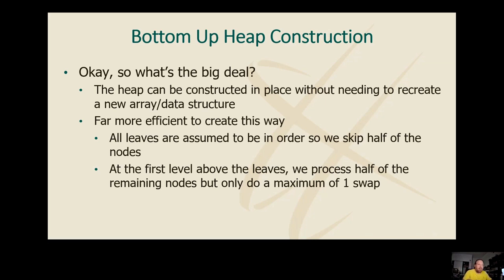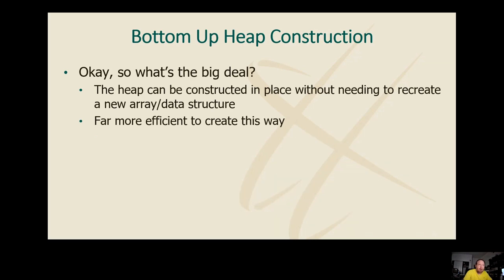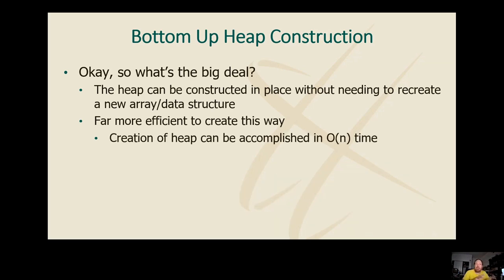And then the first level above the leaves, we process half of the remaining nodes, but we only do a swap of 1. Then the next level above that, we process half of the remaining nodes, and we do a max swap of 2, and so on and so forth. So this means that our heap creation can be accomplished in big O of n time because we're doubling the number of potential swaps, but we're halving the number of times that we need to do it.